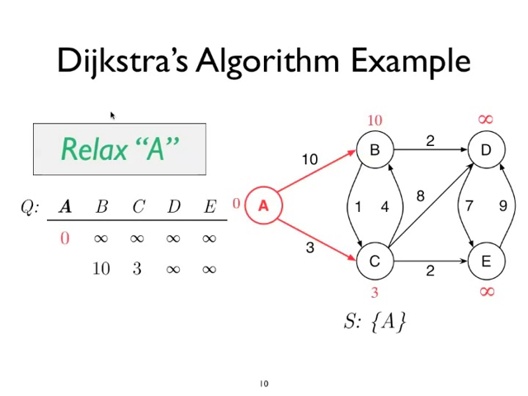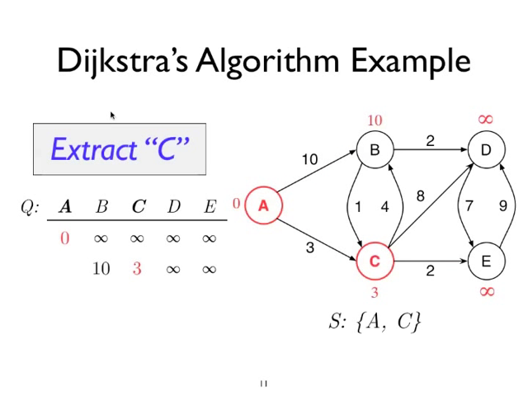Because nodes B and C currently have the value of infinity, we find that the edge values are indeed less, so we assign B and C 10 and 3 respectively. Because these values get updated in the priority queue, when the priority queue moves to the next vertex, it's going to select C because C has the shortest current path in the priority queue.